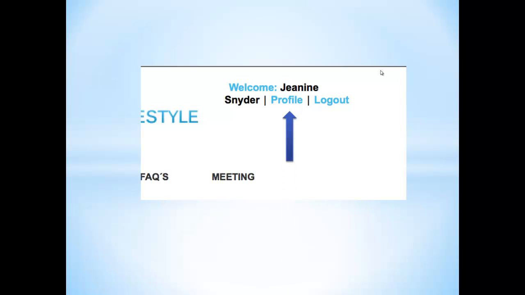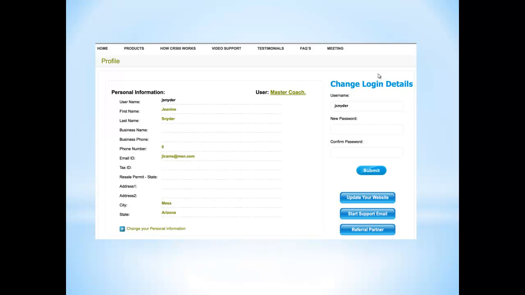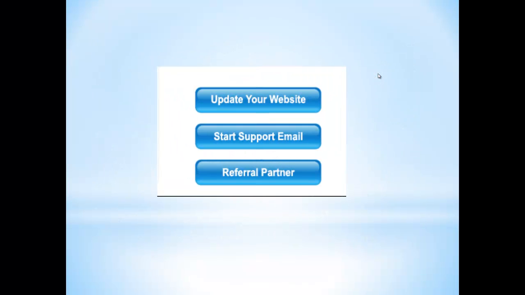In this link is where you will find access to all of the customizing tools necessary for your website. Based upon your purchase, you'll have these blue links in the lower right-hand corner. If you've purchased the Pro Marketing Package, you'll have access to updating your website and the email support. If not, you'll only have the appropriate link. Now, these blue links at the bottom right-hand corner work like this.